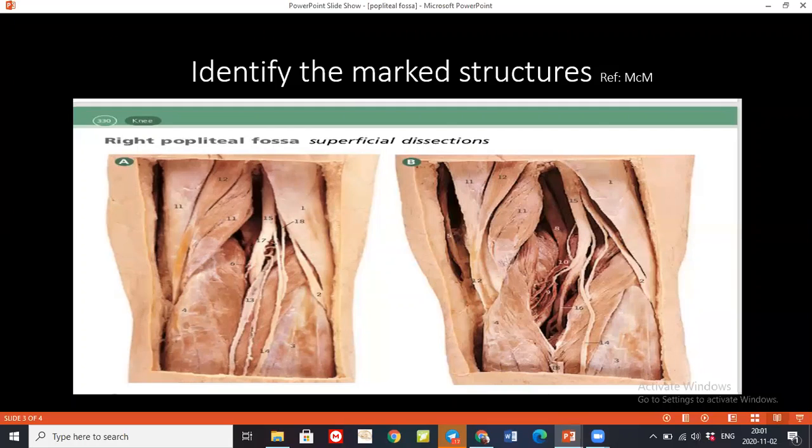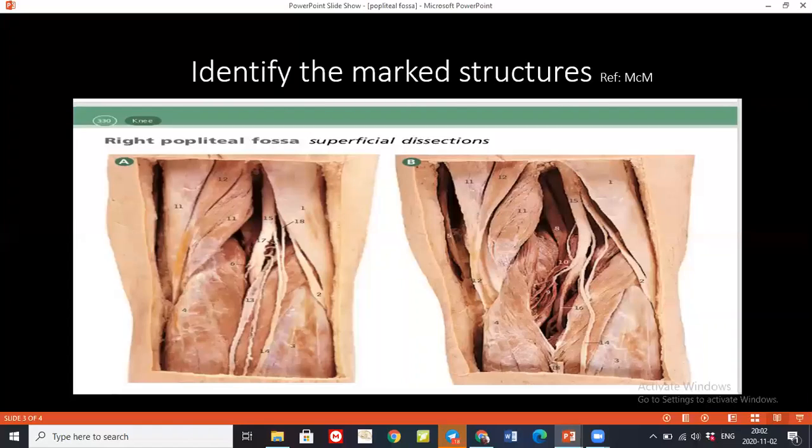The stabilizing factors of the knee joint are muscles and ligaments. The muscles include the quadriceps tendon and the patellar tendon, and the ligaments are the anterior cruciate ligament, posterior cruciate ligament, medial collateral ligament, and lateral collateral ligament. Then there is the iliotibial tract, the terminal part of the iliotibial tract.